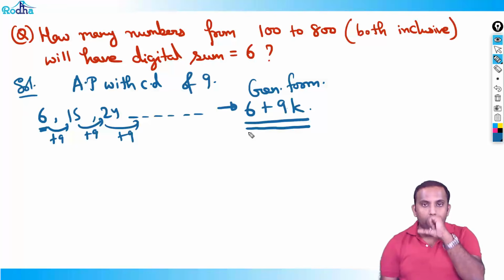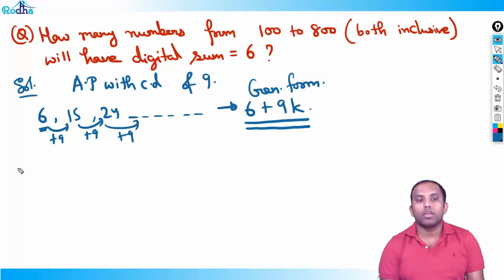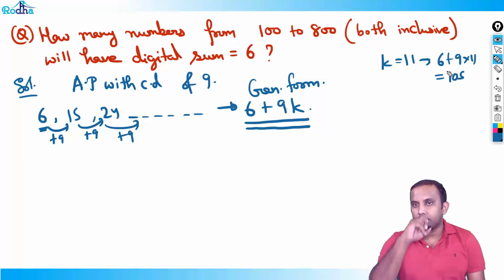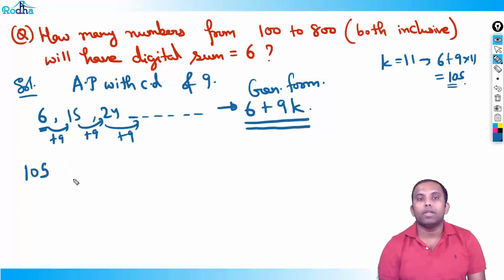If k is equal to 11, the number becomes 6 plus 9 into 11, that is 105. It just exceeds 100, because at k equal to 10 it will be 96 only. So at k equal to 11 it is 105. That means 105 is the first number between 100 and 800 with digital sum 6. So now just calculate the value of k: from k equal to 11 to what is the last value?